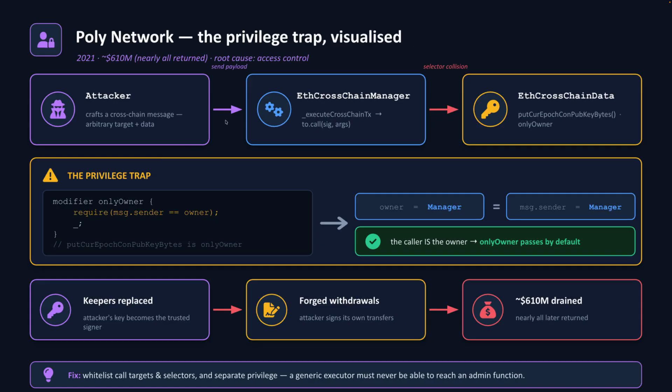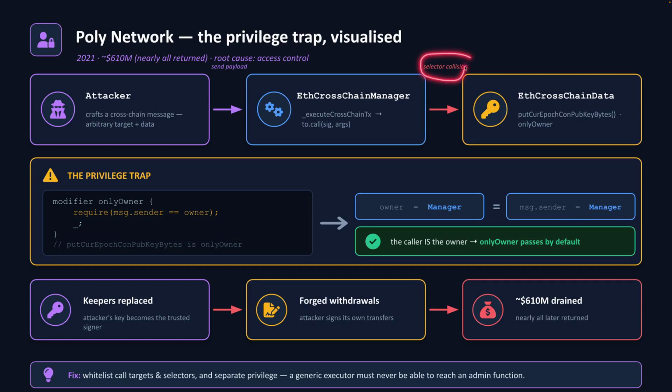What exactly happened in the Poly Network hack? The attacker crafted a cross-chain message that had arbitrary data, an arbitrary target and data. The ETH cross-chain manager contract called this function, executeCrossChainTx, which internally called to.call with the signature and arguments. Coming to the next part, what happened? ETH cross-chain data. Have a look here.